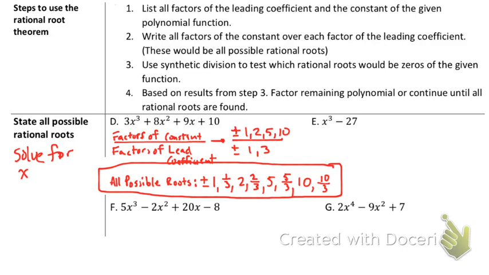So this list of numbers are possible answers for x. They're not all answers. Only a few might work. One might work. None might work. They are just possible answers. So we are done using the rational root theorem.